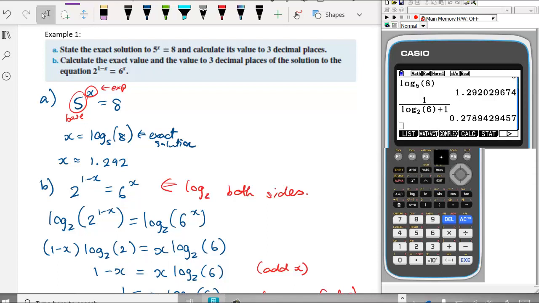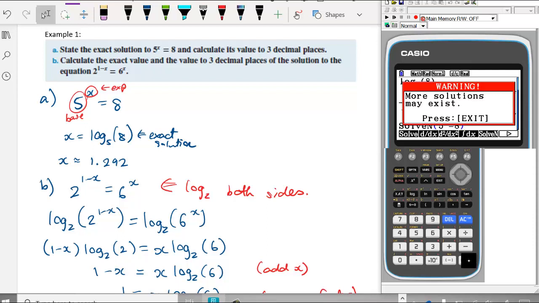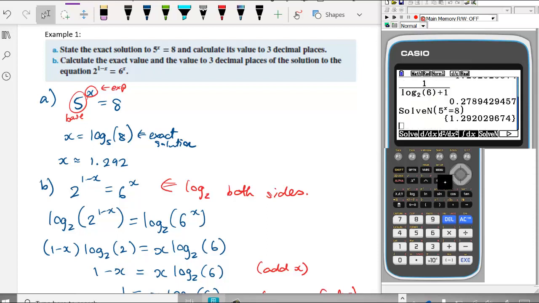We can go Option, Calc, which is F4, and we can look at Solve, which is F5. So if we type this in, 5 to the power of x is equal to 8, and we hit EXE, it'll tell us there maybe is more solutions. We can ignore that, and we get 1.292. Look at that, we got it correct.